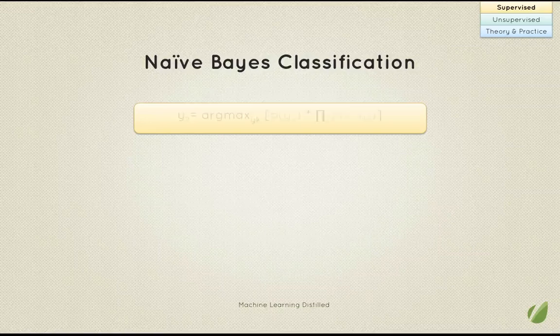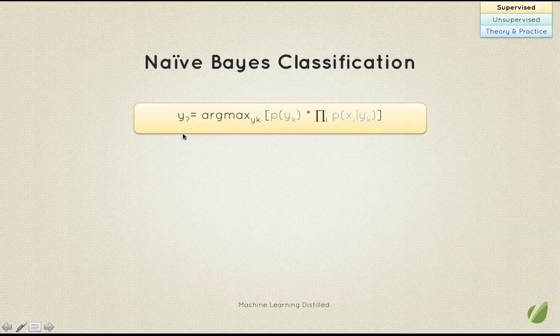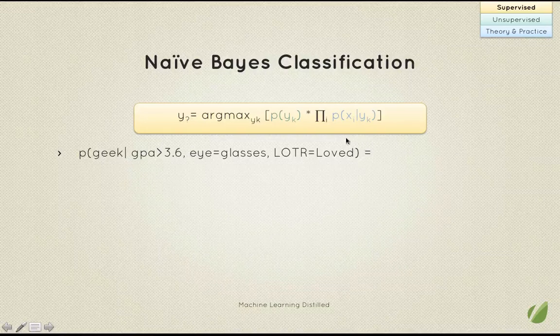Let me show you an example of that. Remember, this is this last line. This is the encapsulation of how to do a naive Bayes classification once we have all these values. Let's look at an example.